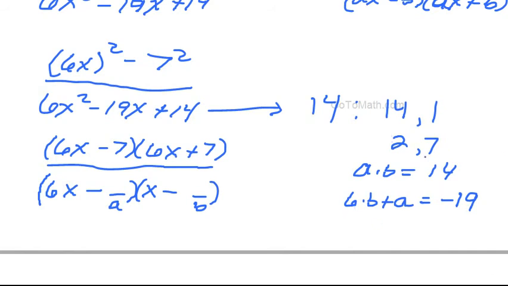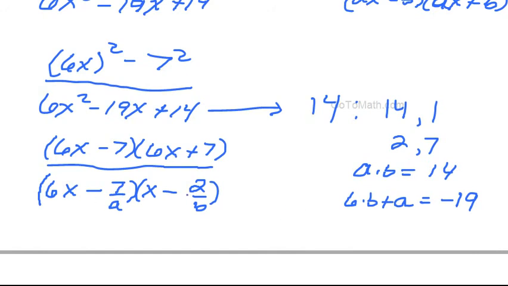Now remember, they're both negative. So 6 times, what are we looking at here? Negative 19, right? Actually, it's written here. 6 times 2 is 12. And then 12 and 7, that's 19, right? So if b is a 2, and a is a 7, there you go.